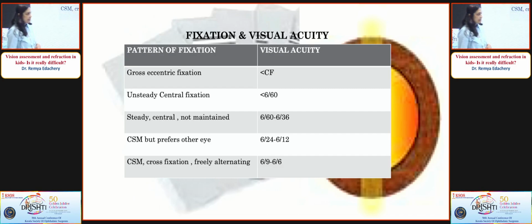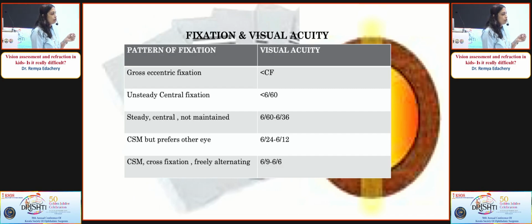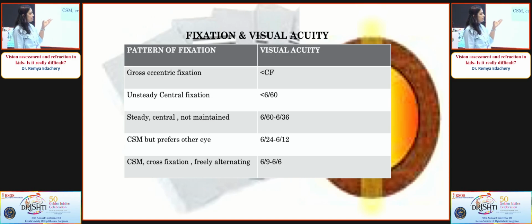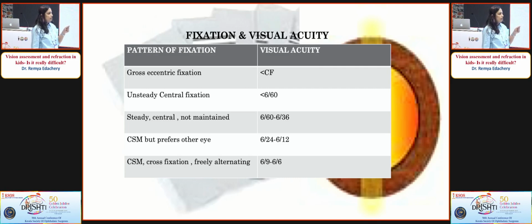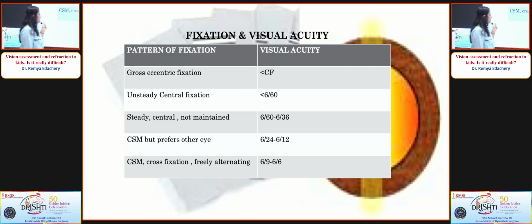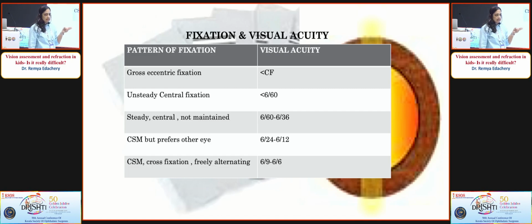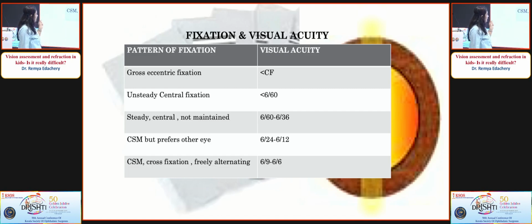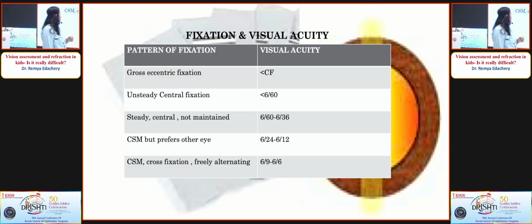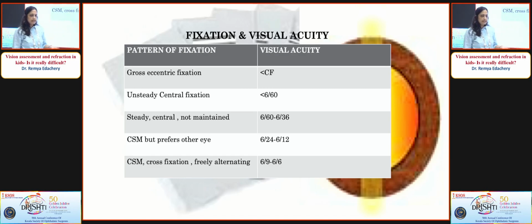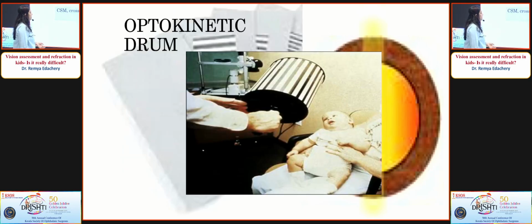According to the fixation pattern, you can have a rough estimation of the visual acuity. If the fixation is grossly eccentric, the vision is less than counting fingers. If there is unsteady central fixation, it's around less than 6 by 60. Steady, central, but not maintained, around 6 by 60 to 6 by 36. Central, steady, and maintained, but the child prefers the other eye, then around 6 by 24 to 6 by 12. And if there is cross fixation and free alternation, usually the child has very good vision of about 6 by 9 to 6 by 6. This is how you roughly estimate.